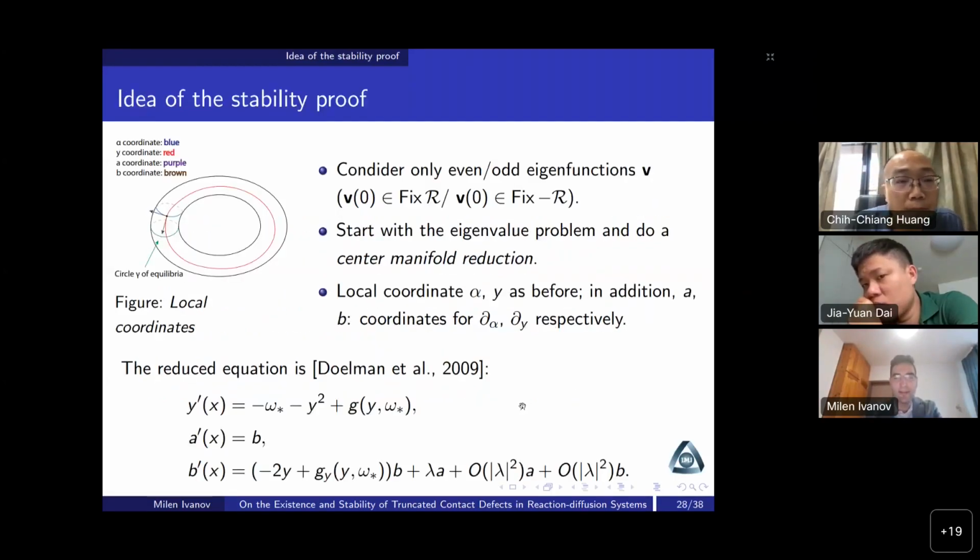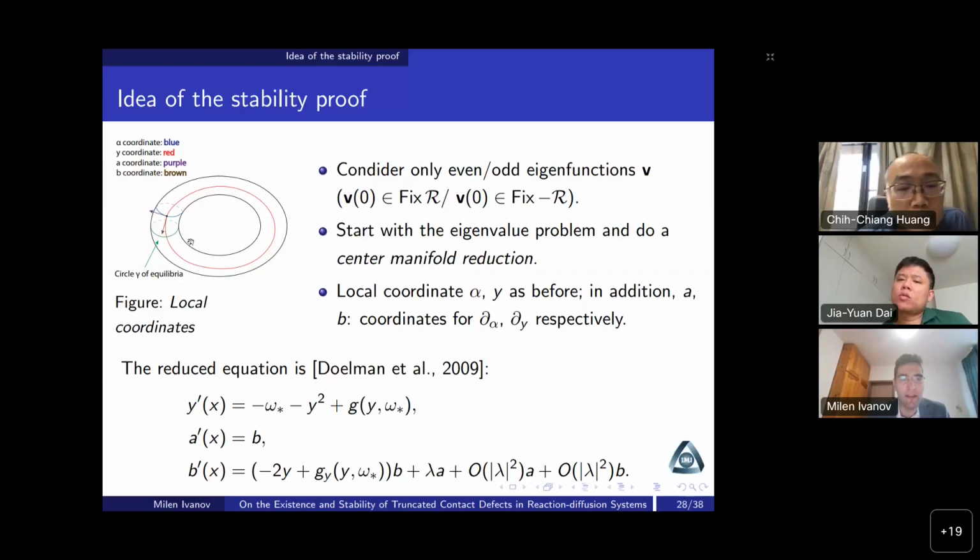So now let's proceed to the stability proof. First I'll just introduce the alpha coordinate, which rotates around over here, the y coordinate, which is down, and then I need coordinates from the tangent space, so we use A and B. A for the alpha coordinate and B for the other. As I mentioned a couple of times, we have a fixed bar, we have a reverser, so our eigenfunctions should respect this reverser, this symmetry.